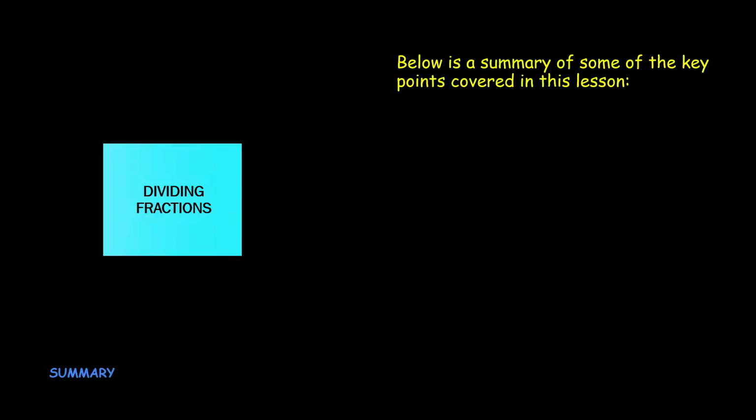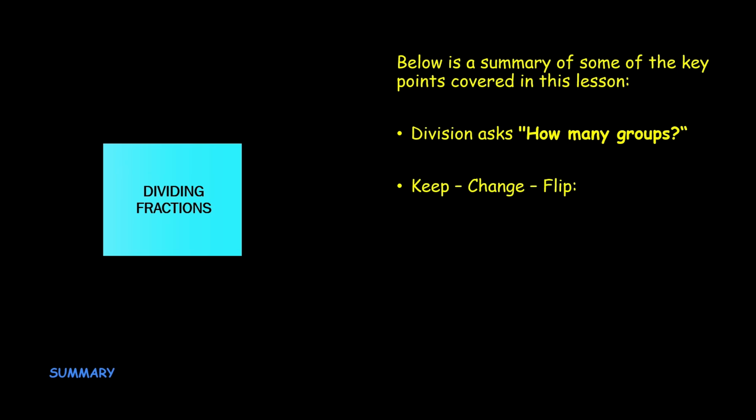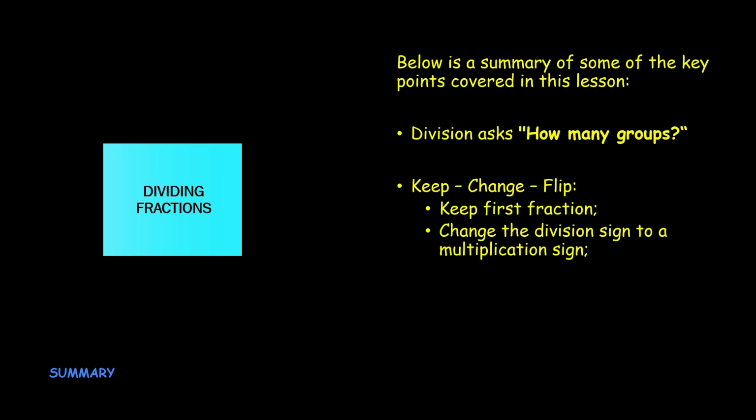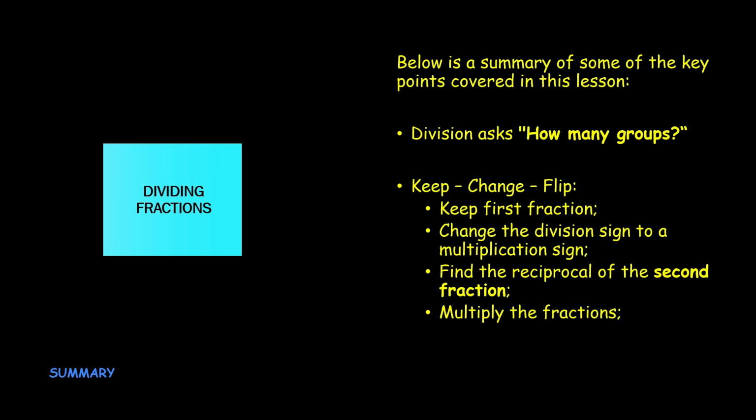So here's a summary of some of the key points covered in this lesson. Remember that division asks how many groups, and keep, change, flip is the order in which we divide fractions. So we keep the first fraction, change the division sign to a multiplication sign, find the reciprocal of the second fraction, and then multiply the fractions. And finally, we simplify the final answer.